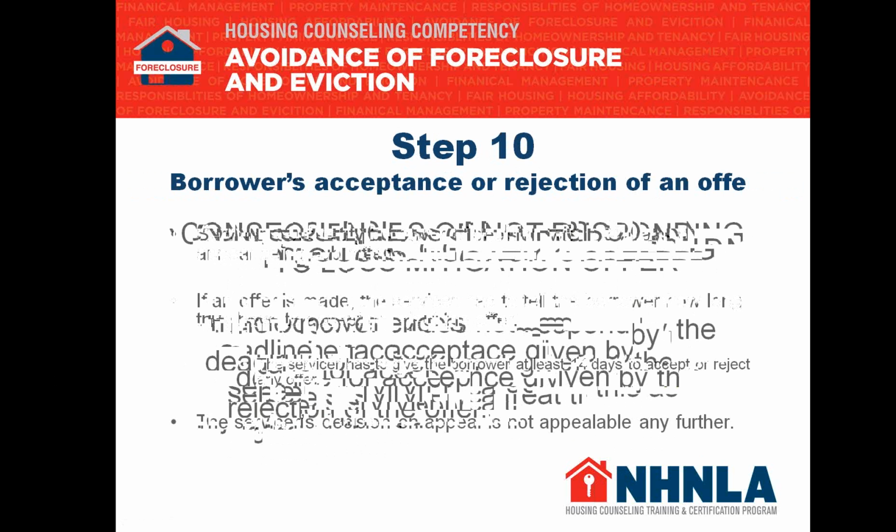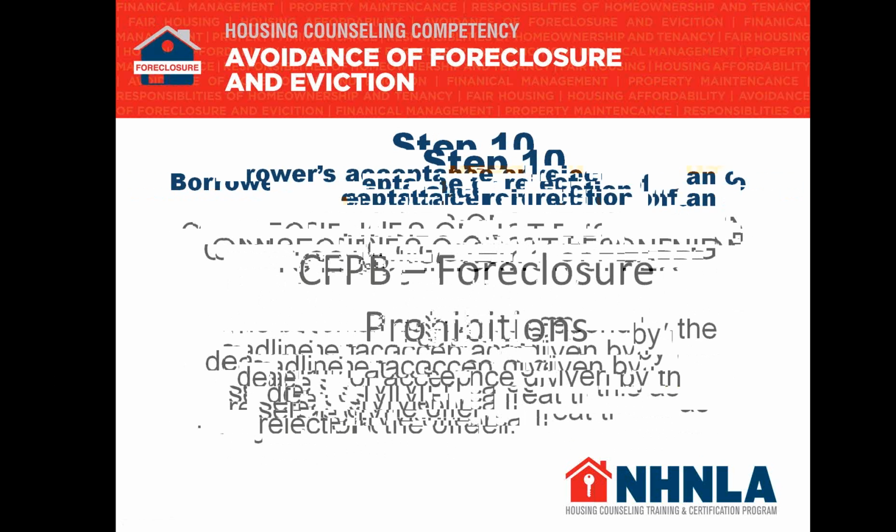Servicers, again, must notify the borrower of the decision within 30 days of the appeal being submitted. So if they get it in within that 2 weeks, the servicer has 30 days to review the appeal. If an offer is made, the servicer has to tell the borrower how long they have to, again, accept or reject. So if they agree with the appeal and decide to make an offer, the borrower's got 2 weeks. The servicer's decision on appeal is not appealable any further. So if the servicer denies the appeal, then that's it.